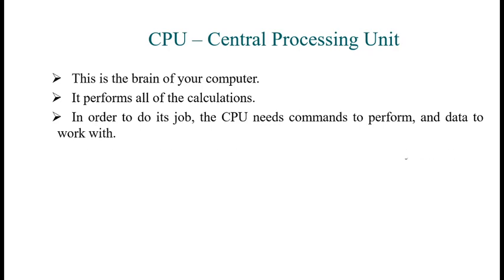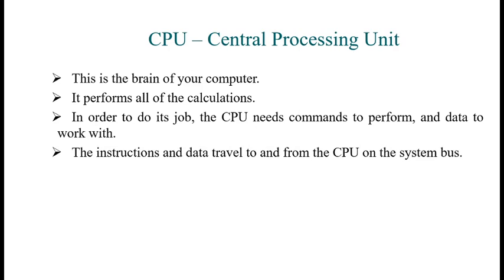Okay, the instructions and data travel to and from the CPU on the system bus. So there are three different types of buses. One is the address bus, the other one is the data bus, and the other one is the control bus. Okay, the address bus is only from CPU to memory. So it is unidirectional, means in one way only, and the data bus is bidirectional, means from CPU to memory and memory to CPU, and the control bus is to all the devices.